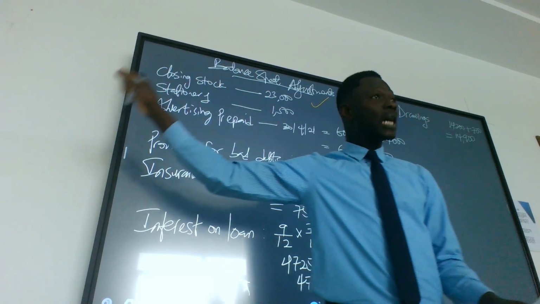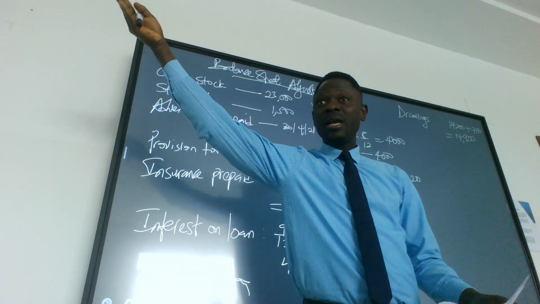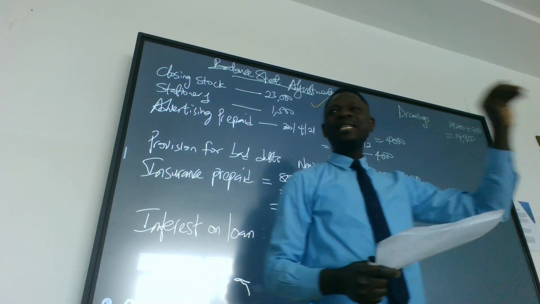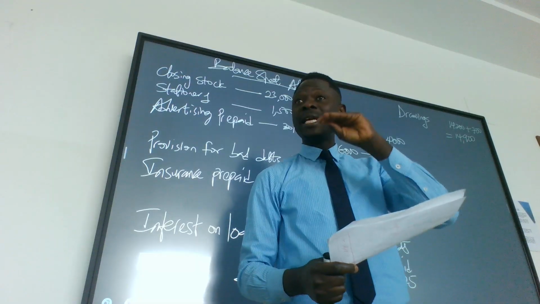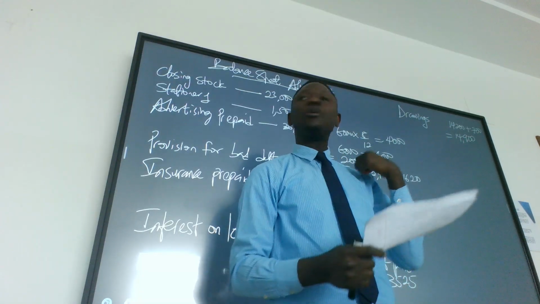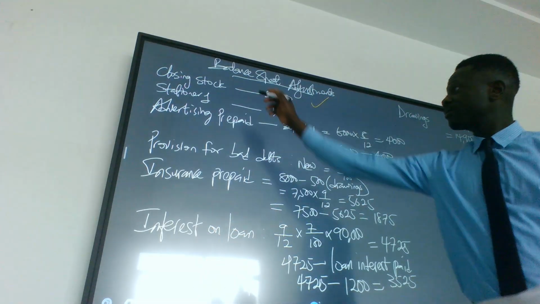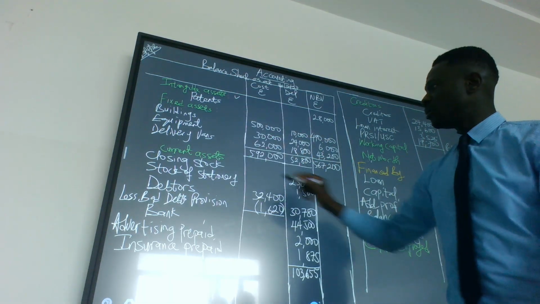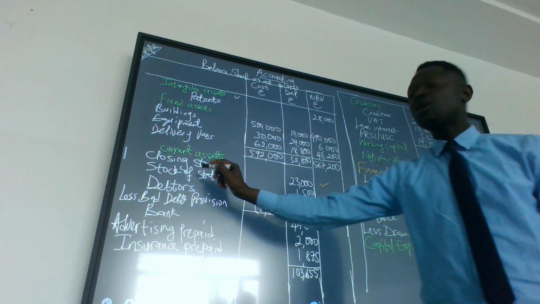It will be part of your trading account because you have to take it away from your trading account. And because you're taking it away from your balance, or from your trading account, you add it in your balance sheet. Stock. So your closing stock, you had it.